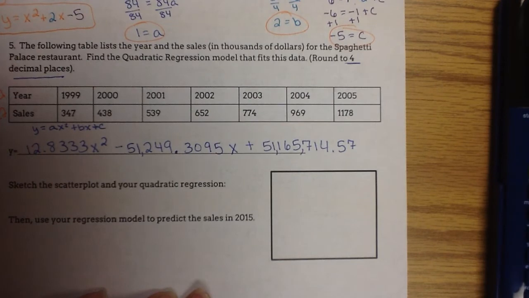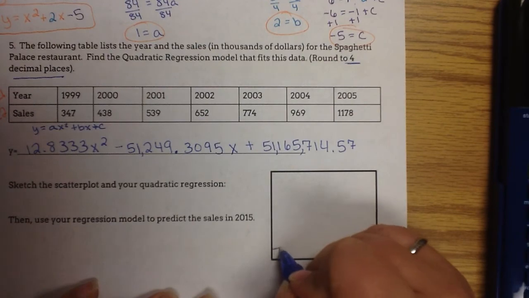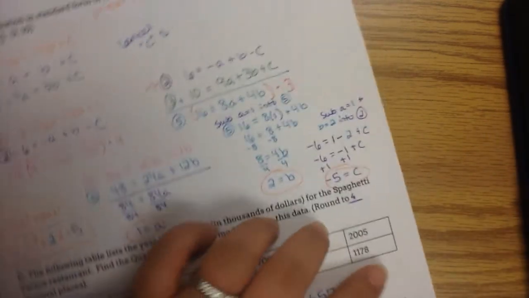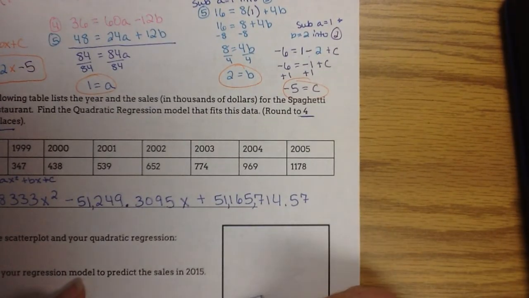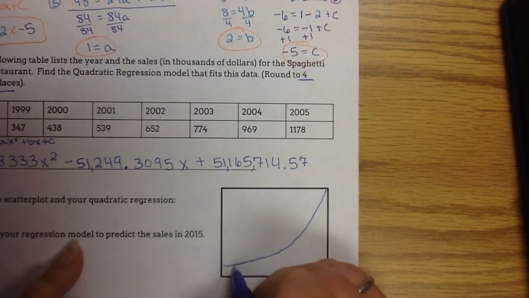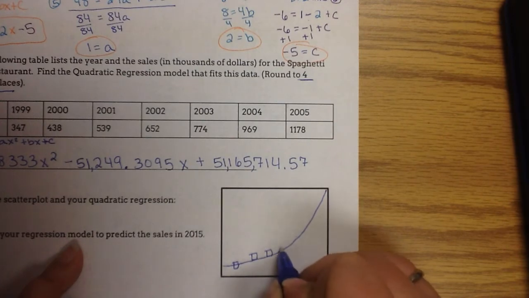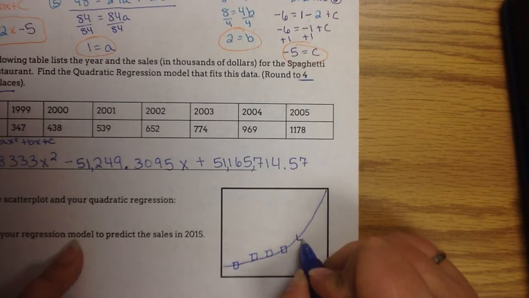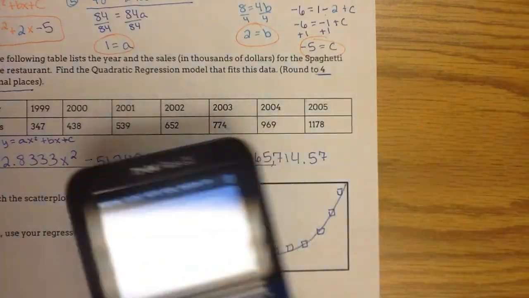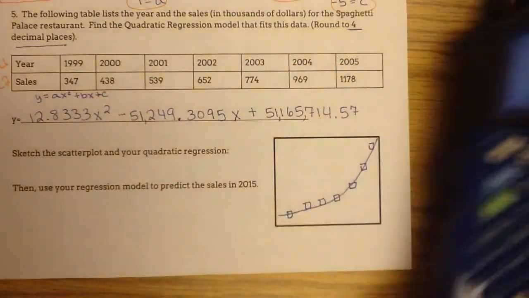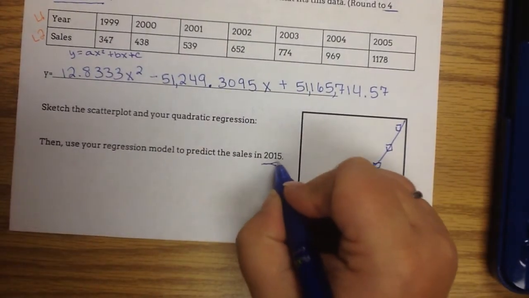So it looks like I've got 1, 2, 3, 4, 5, 6, 7. So I've got a curve that goes from about here. Oop, that didn't make a very good curve. Goes from about here up to the corner. Looks like my first guy is a little above the line, or the regression quadratic, under the regression. Okay. Does that look like I matched it pretty well? Close, pretty close. Okay, then it says, use your regression model to predict the sales in 2015.